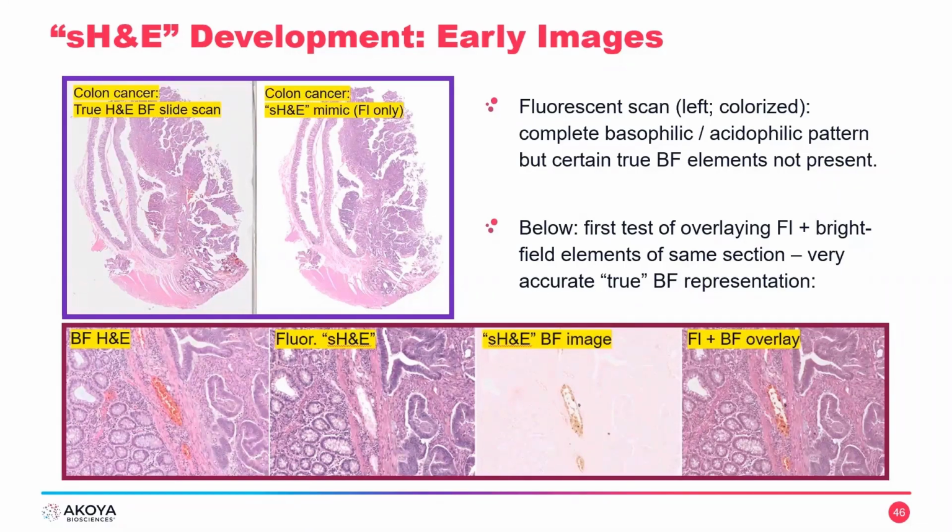On the top left, you can see a colon cancer sample that has been stained with a true hematoxylin and eosin stain. This is a bright field slide scan acquired on a Vectra Polaris microscope. And to its right is a sister section from the same colon cancer sample stained with the SH&E fluorescent dyes. And this has been unmixed and colorized to represent the traditional hematoxylin and eosin stain. And you'll notice from left to right, there are some minor chromatic details that don't necessarily resolve under fluorescent imaging.